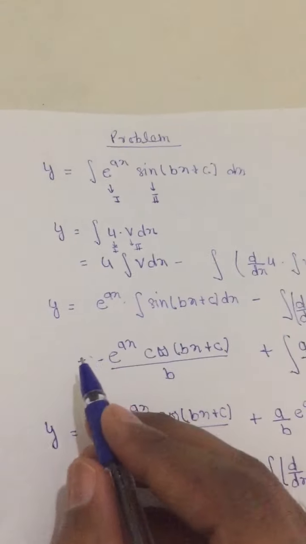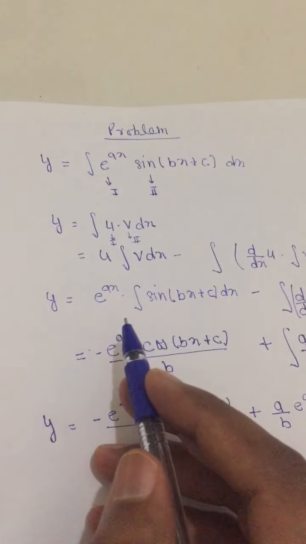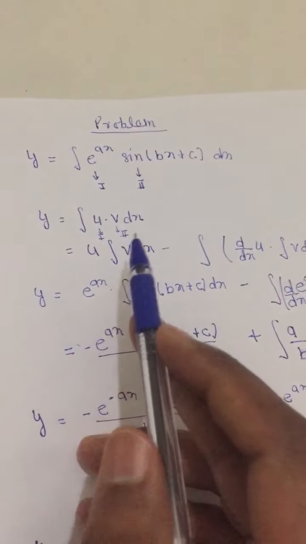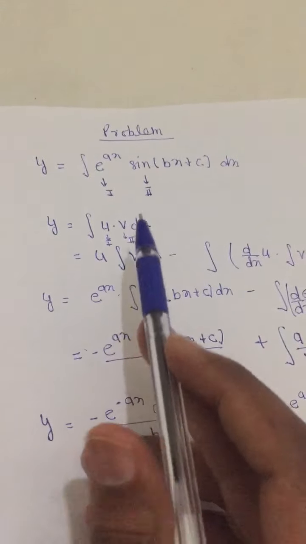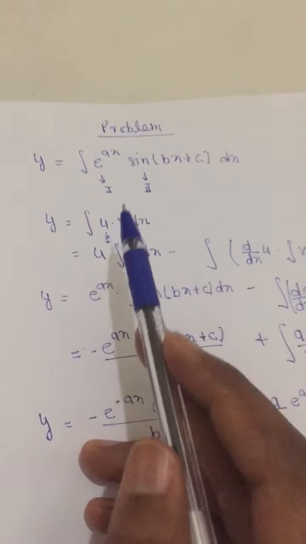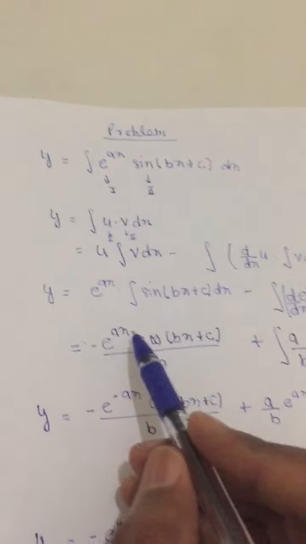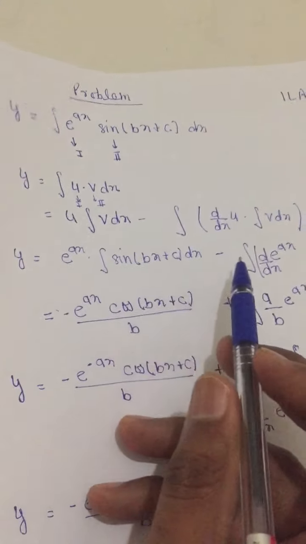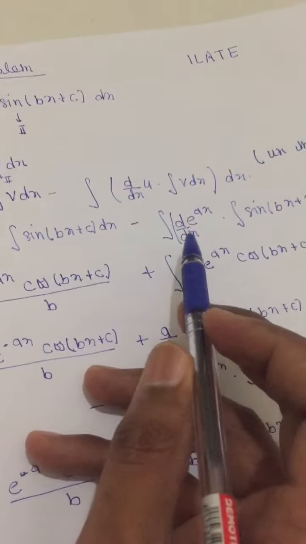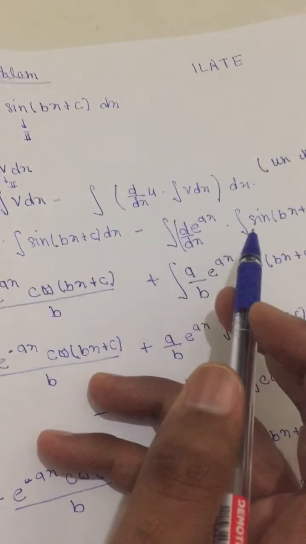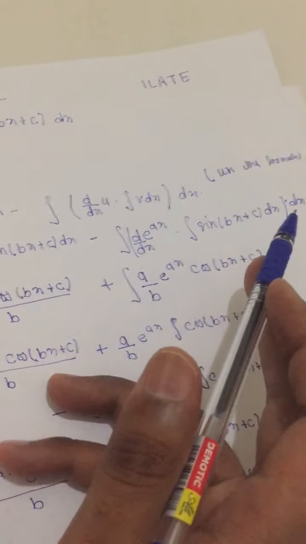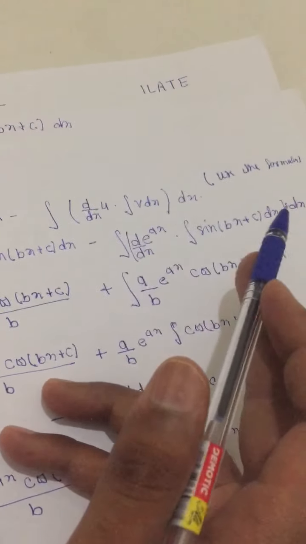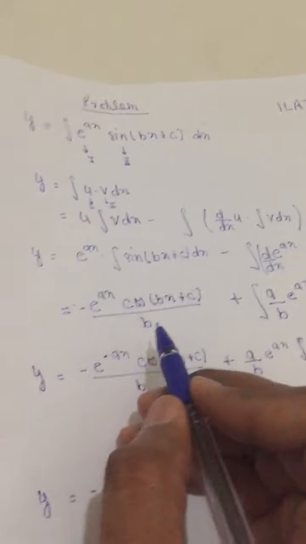Now here y equal to, here u, what is u here? E to the power ax, and v, what is here? Sine bx plus c. Put this value in this formula. Here we will put this one, e to the power ax integration sine bx plus c minus integration d by dx e to the power ax dot integration sine bx plus c dx into dx. Here this is another integration and here is another integration. Here what will we do?